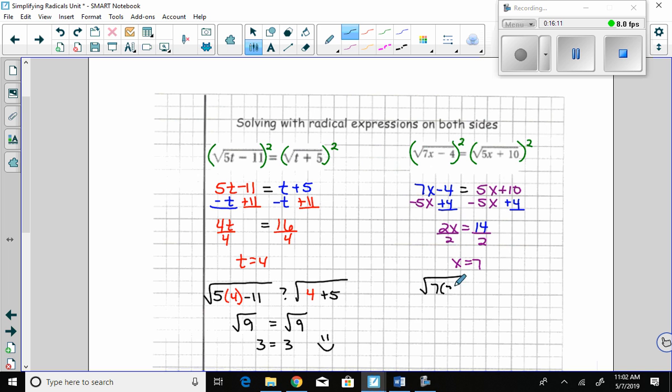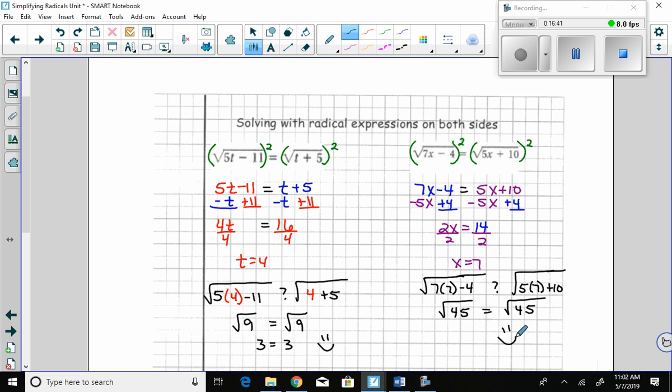So 7 times 7, right, minus 4. Does that equal the square root of 5 times 7 plus 10? Right, 7 times 7 is 49, minus 4, so I get the square root of 45. Does that actually equal the square root of 35 plus 10, 45? It works. Woo, yay. If not, go back, look to see where you made your mistakes.